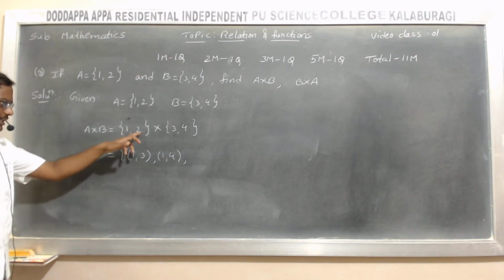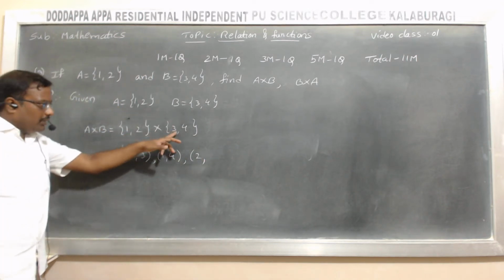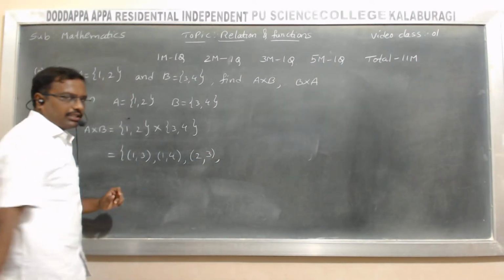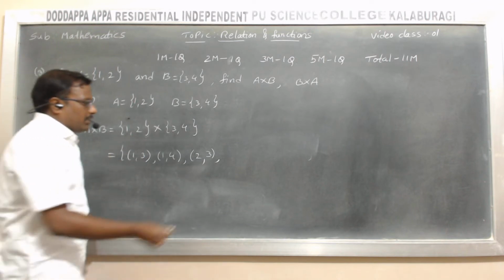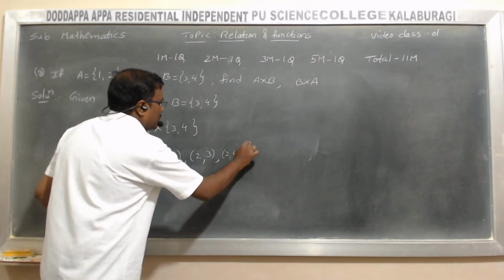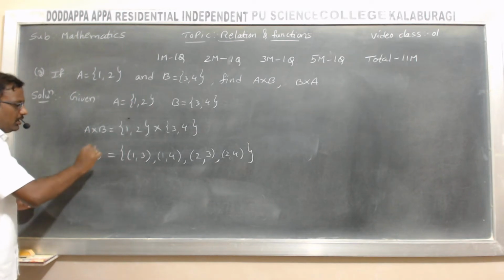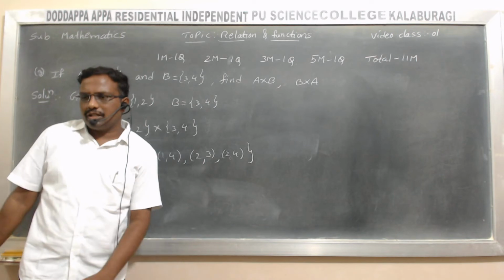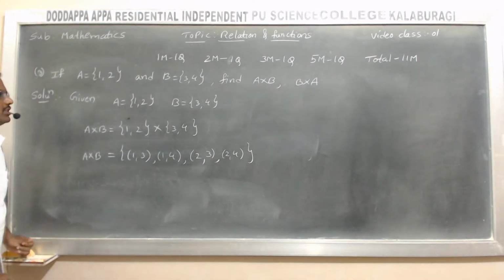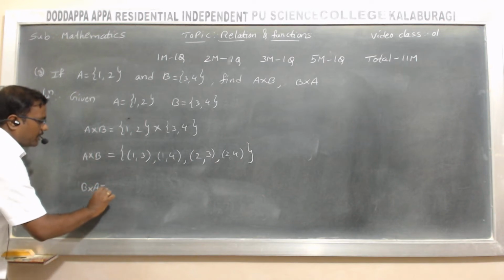Similarly, you can take second element. Here second element is given 2. Here first element is 3. Next, similarly you can take second element here, second element here. We get (2,4). So we get A cross B is equal to (1,3), (1,4), (2,3), (2,4). Right? So similarly you can find out B cross A.